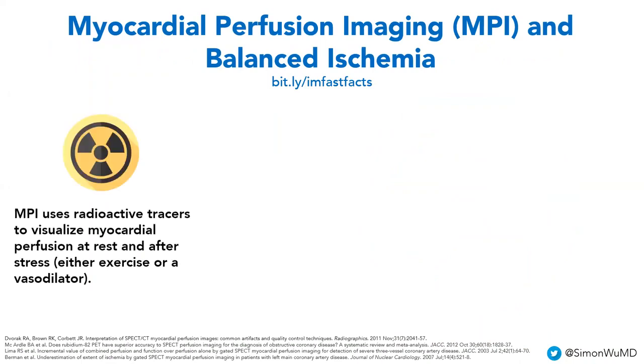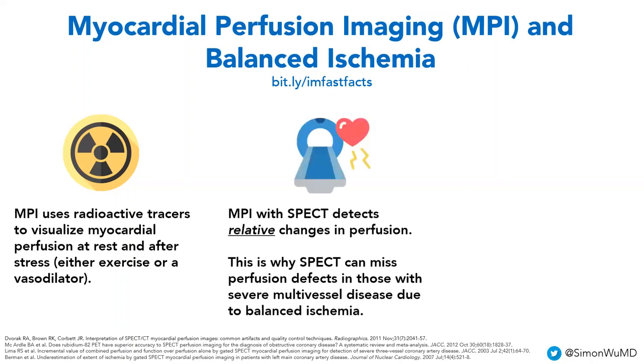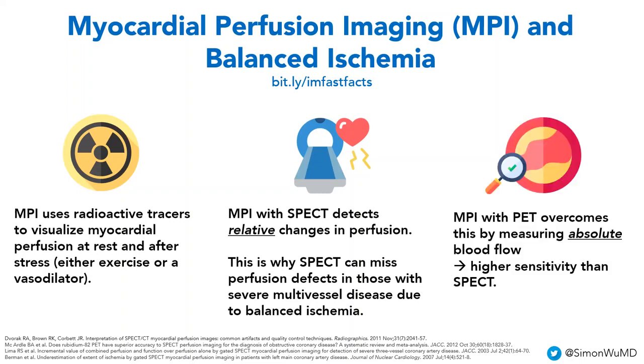MPI uses radioactive tracers to visualize myocardial perfusion at rest and after some form of stress, whether that's exercise or a vasodilator. MPI with SPECT detects relative changes in perfusion. So this is why with SPECT, we can miss perfusion defects in those with severe multi-vessel disease due to balanced ischemia. But we can overcome this issue by using PET for our MPI because we can get absolute blood flow measurements.